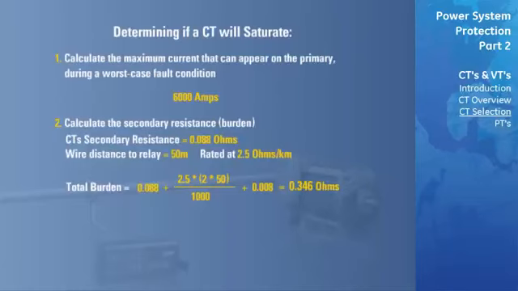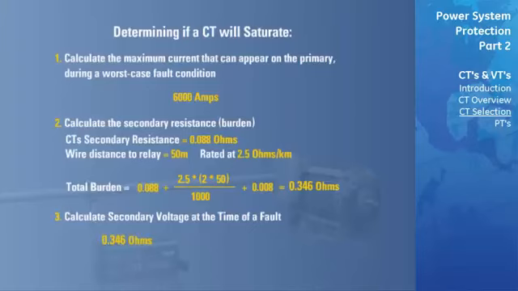Now the secondary voltage at the time of a worst-case fault can be calculated. First, the total burden resistance, 0.346 ohms, is multiplied by the maximum fault current, 6,000 amps. The result is then divided by the CT ratio, 300 to 5, concluding that the secondary voltage at the time of a worst-case fault is 34.6 volts.